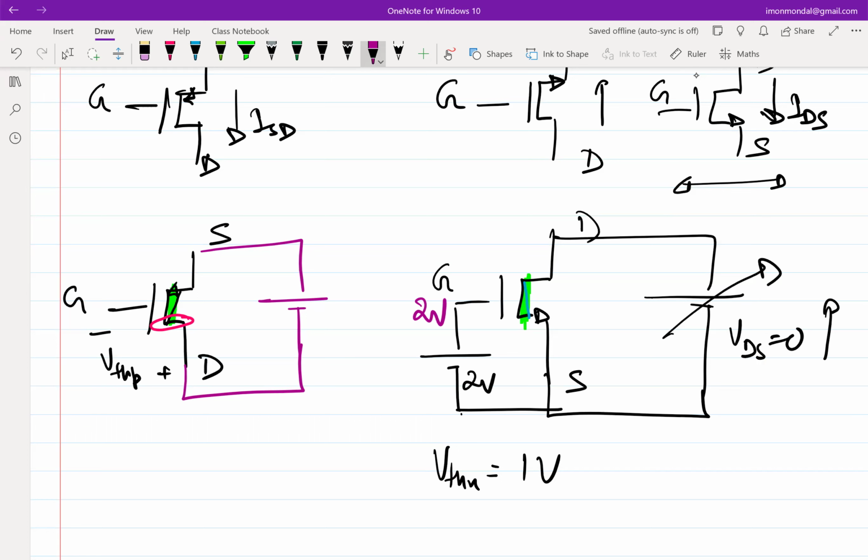So right now, let's say when VDS is equal to 0, both drain and source are at 0. Under this condition, what is the sliver of the MOSFET around the gate to drain junction seeing? What is the gate to channel voltage that it is seeing?